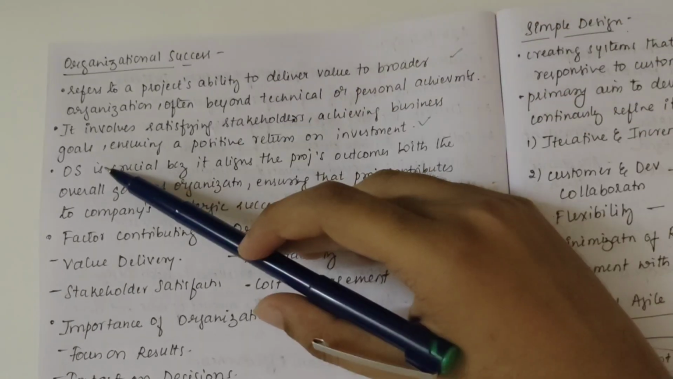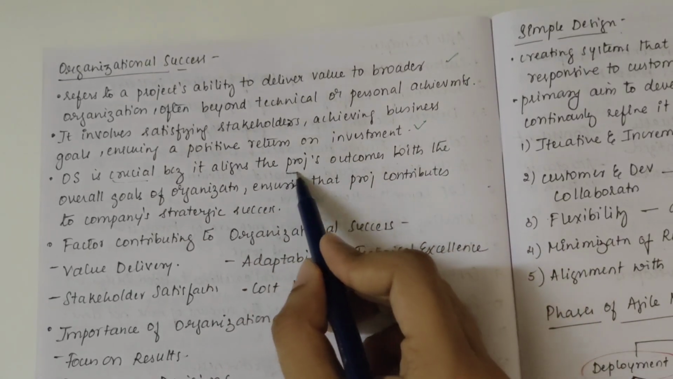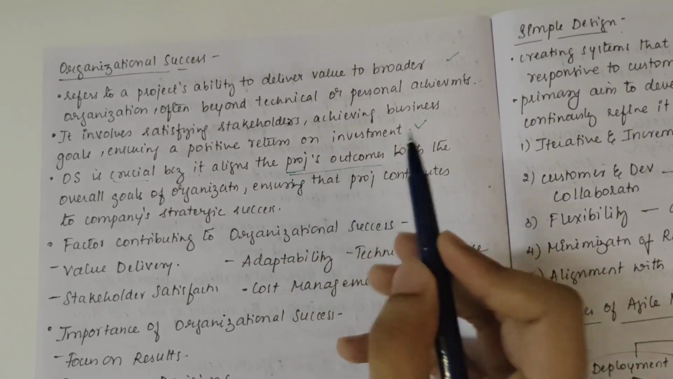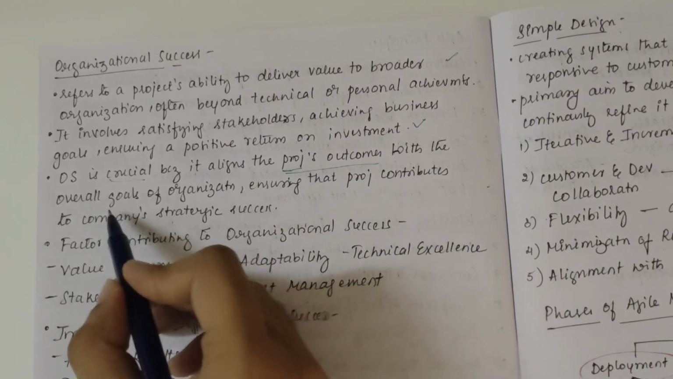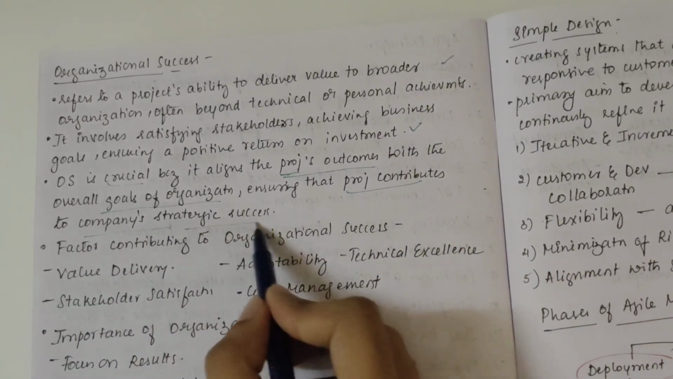Organizational success is crucial because it aligns with the project's outcomes, ensuring alignment with the overall goals of the organization and ensuring that the project contributes to the company's strategic success.